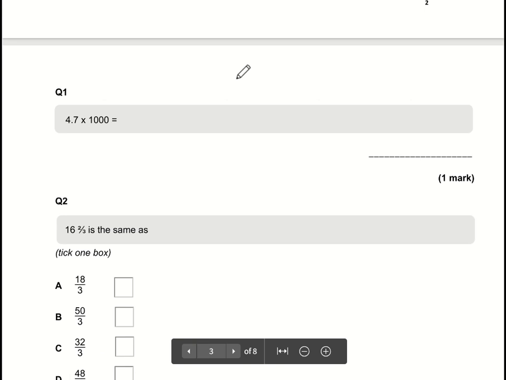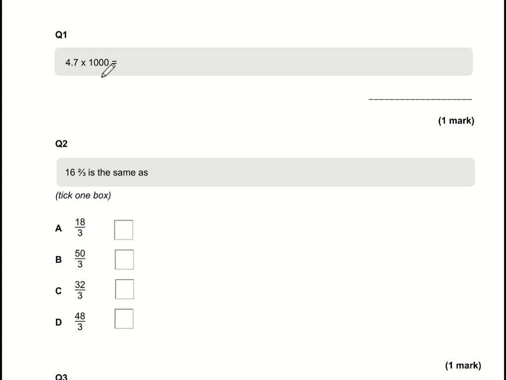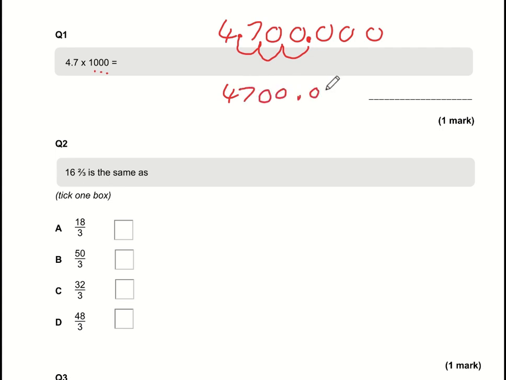Okay, let's take a look at question number 1. 4.7 multiplied by 1000. Because it's 1000, which has 3 zeros, we're going to be moving the decimal point 3 positions. The only difficulty is it's not obvious where the decimal point is going to end unless I chuck some zeros on the end. Now I can move it easily 3 positions, 1, 2, 3. So the number will now be 4700.000, and hopefully you can appreciate that the 0.000 is adding no value, so it's simply 4700.